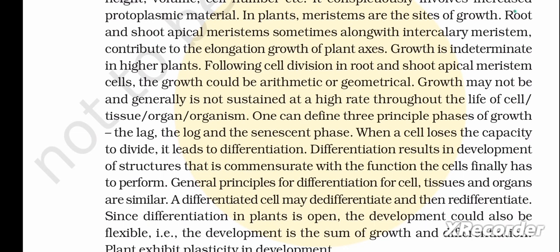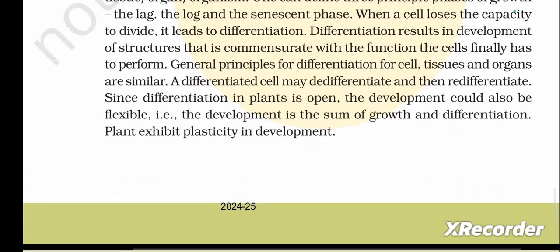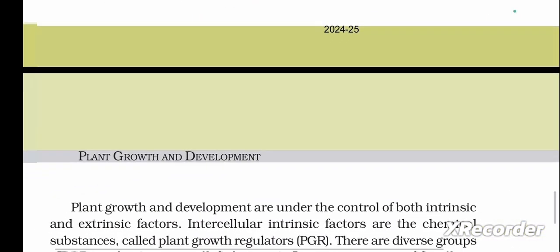General principles for differentiation for cell, tissues, and organs are similar. A differentiated cell may de-differentiate and then re-differentiate. Since differentiation in plants is open, the development could also be flexible. That is, the development is a sum of growth and differentiation. Plants exhibit plasticity in development.